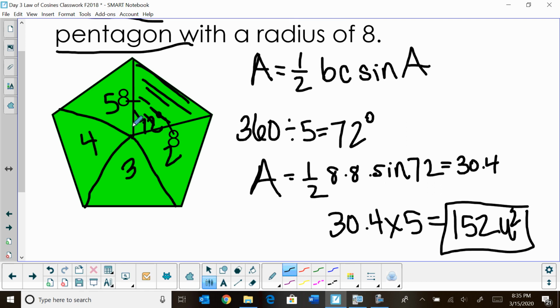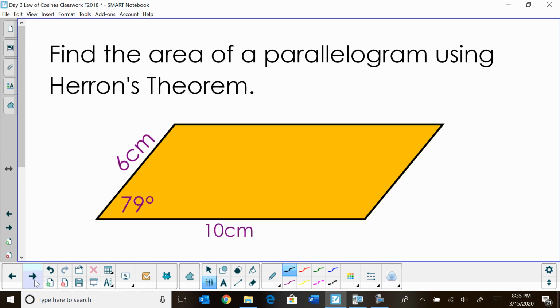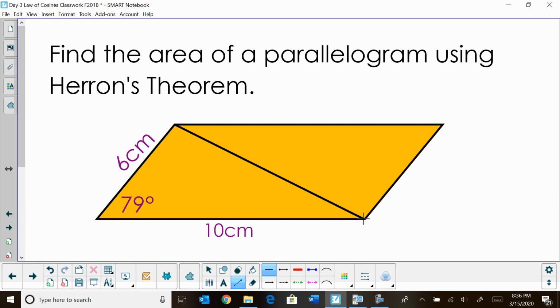152 square units. And that's the area of the pentagon, and that's much easier than trying to find the area using the apothem and working harder. Instead of working harder, working smarter. You guys should know the theme, harder, not smarter. Okay, now let's find the area of a parallelogram, but this time we're going to use Heron's theorem. Now you could use your side angle side, but we're going to attempt to use Heron's theorem with this one.